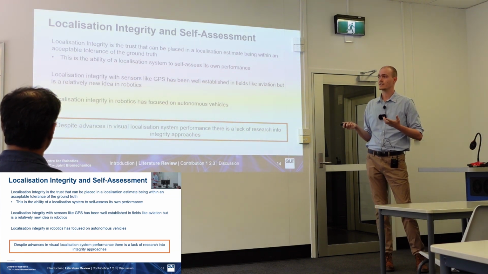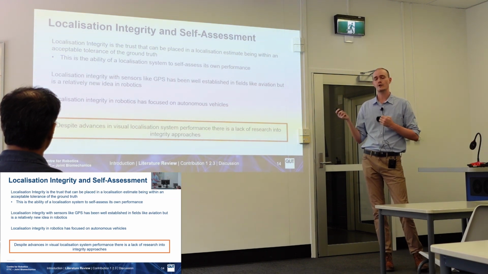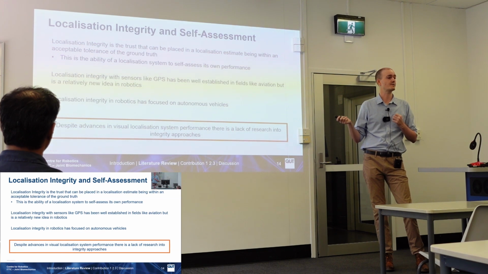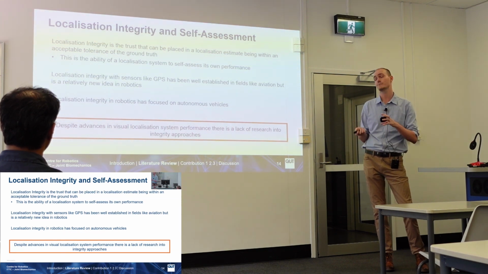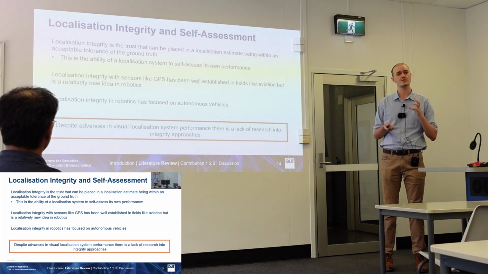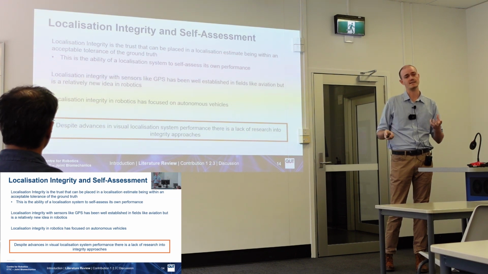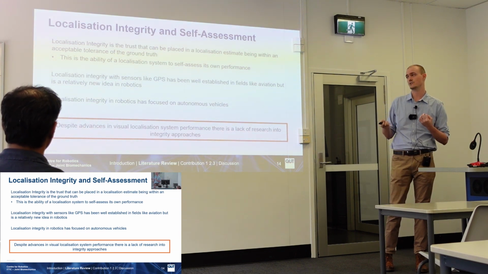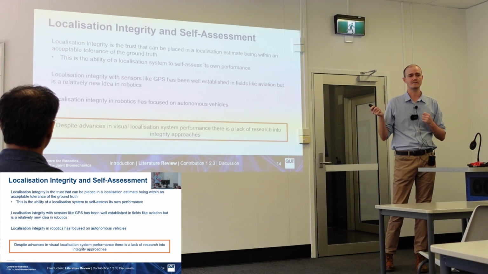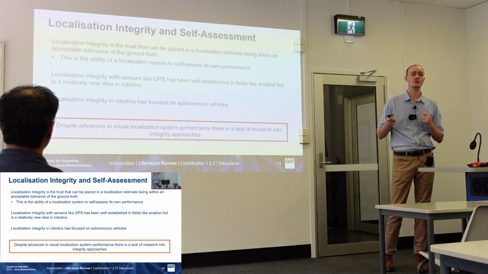Over the last few years, we've seen an increase in interest in autonomous vehicles. And a lot of the localization integrity research we've seen in robotics has focused on autonomous vehicle applications, meaning it's also focused on localization using sensors that are relevant to autonomous vehicles. So GPS again, and LiDAR-based localization. Despite significant advances in visual localization systems, we've seen very little research in localization integrity for visual localization.